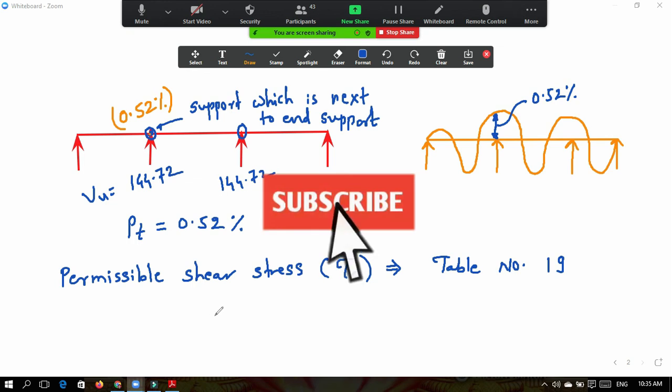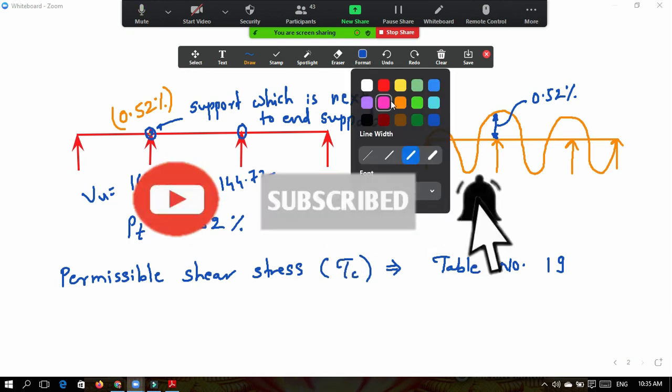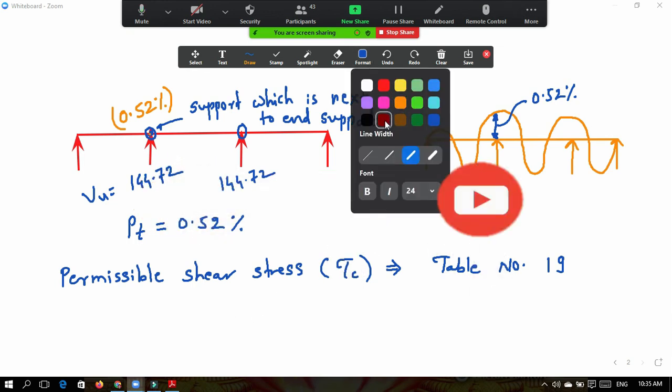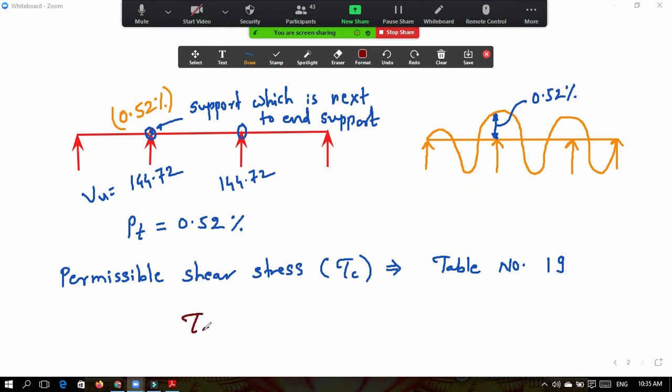Okay, so the value of tau c, just now we have calculated this. Tau c is equal to 0.49 Newton per mm square. This is the value of tau c. And what was the value of tau v? Tau v is 0.8 and tau c is 0.49.